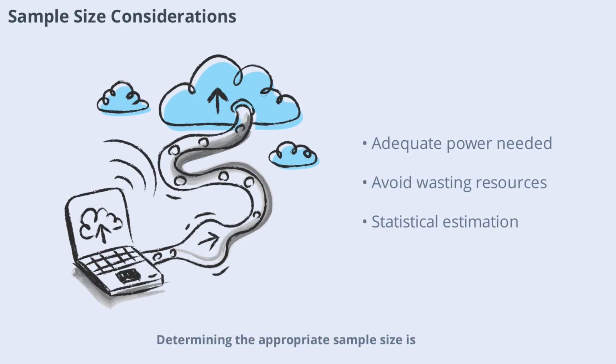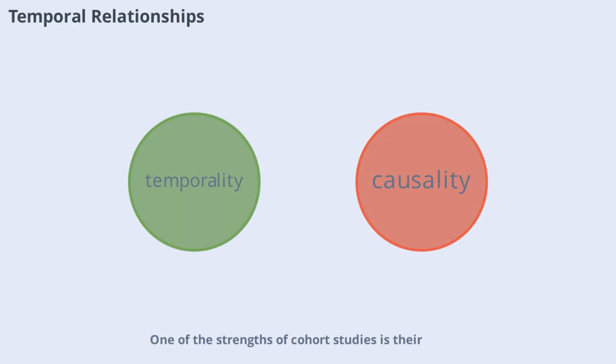Determining the appropriate sample size is crucial for both cohort and case control studies. Too small a sample may lack the power to detect meaningful associations, while too large a sample can waste resources. Researchers use statistical methods to estimate the required sample size based on expected effect sizes, outcome frequencies, and desired confidence levels.